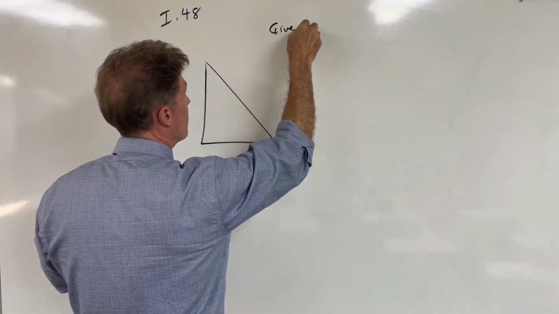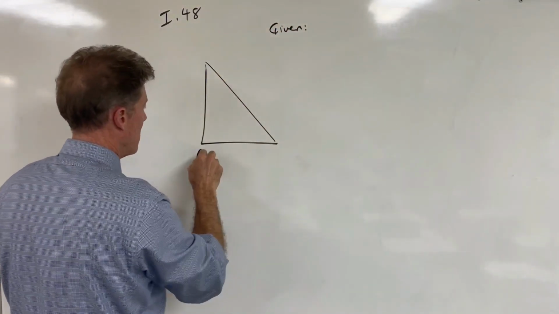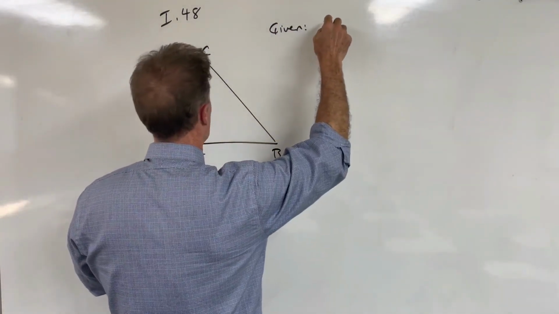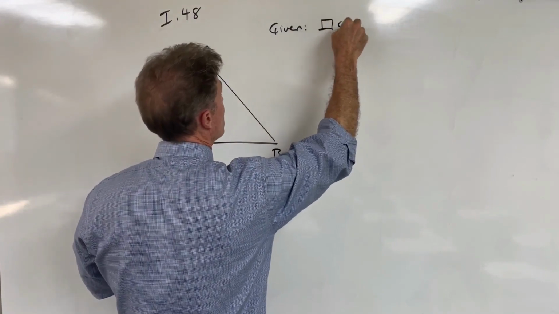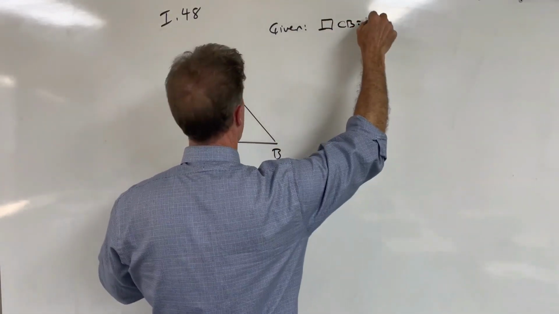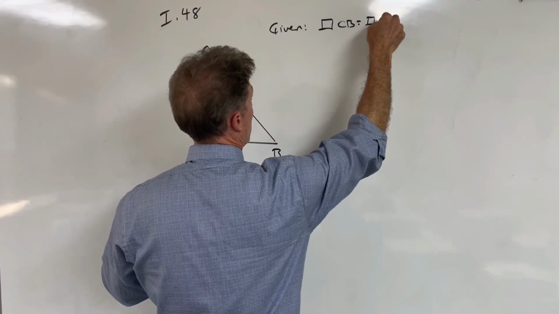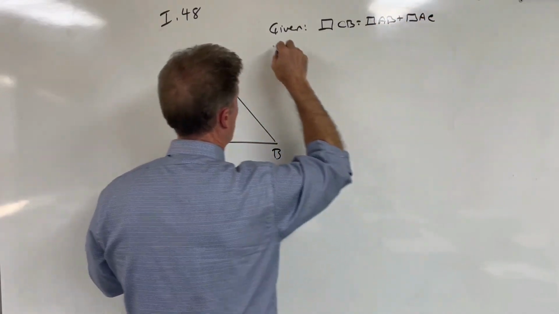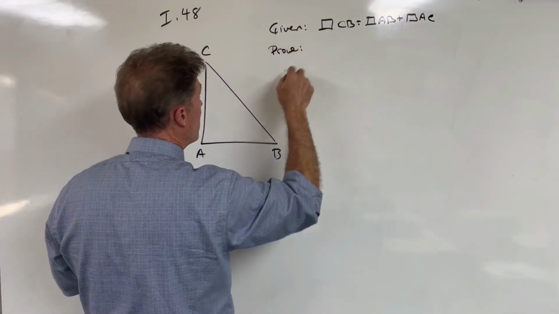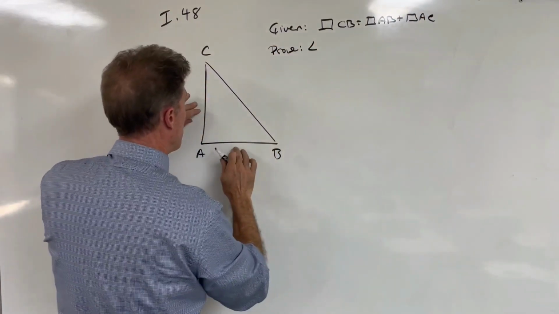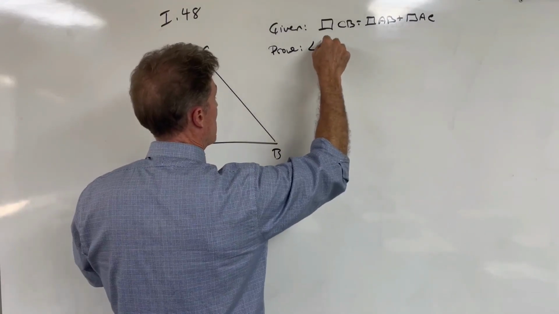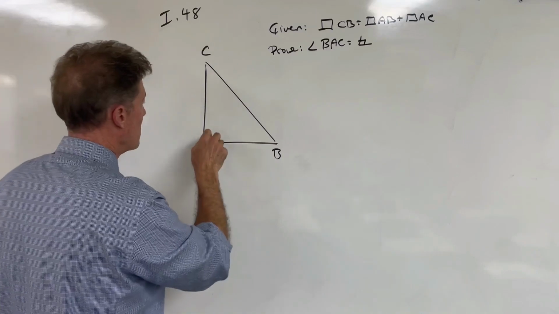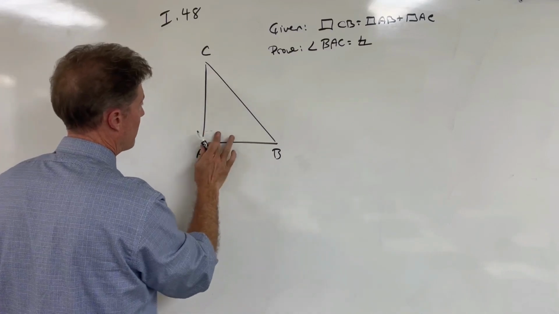So here's our given. Let's start with ABC. In triangle ABC, let the square on CB be equal to the squares on the other two sides, so the square on AB plus the square on AC. From this, we will prove that the angle contained by those other two sides, namely angle BAC, is a right angle. So that's what we're going to prove, that this is a right angle.